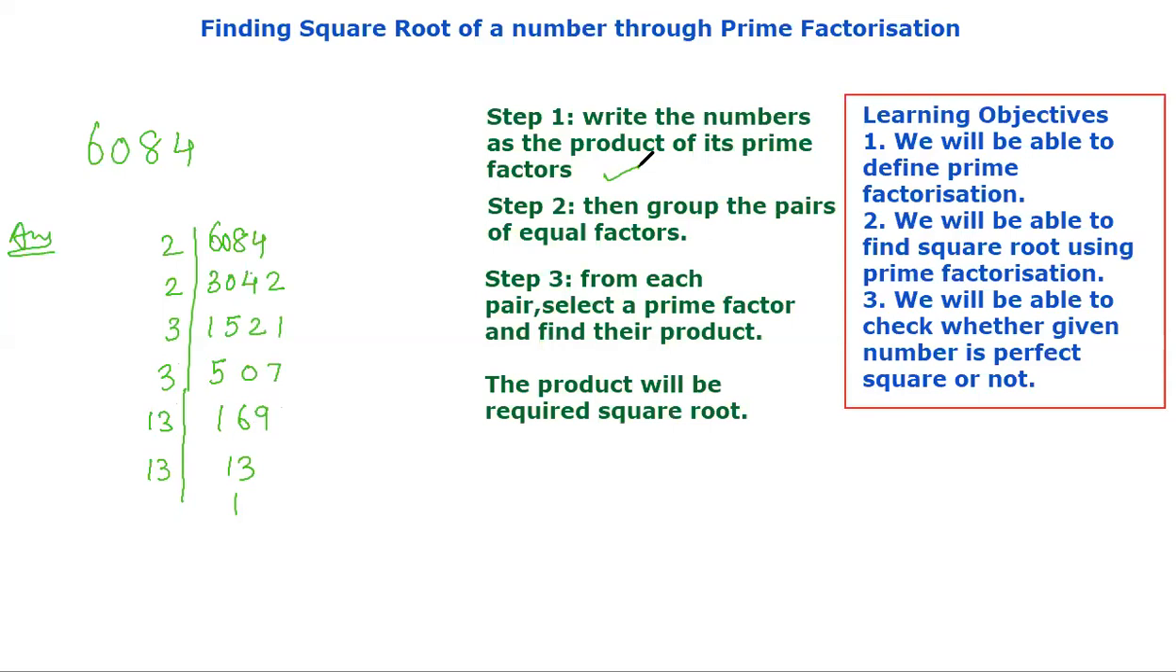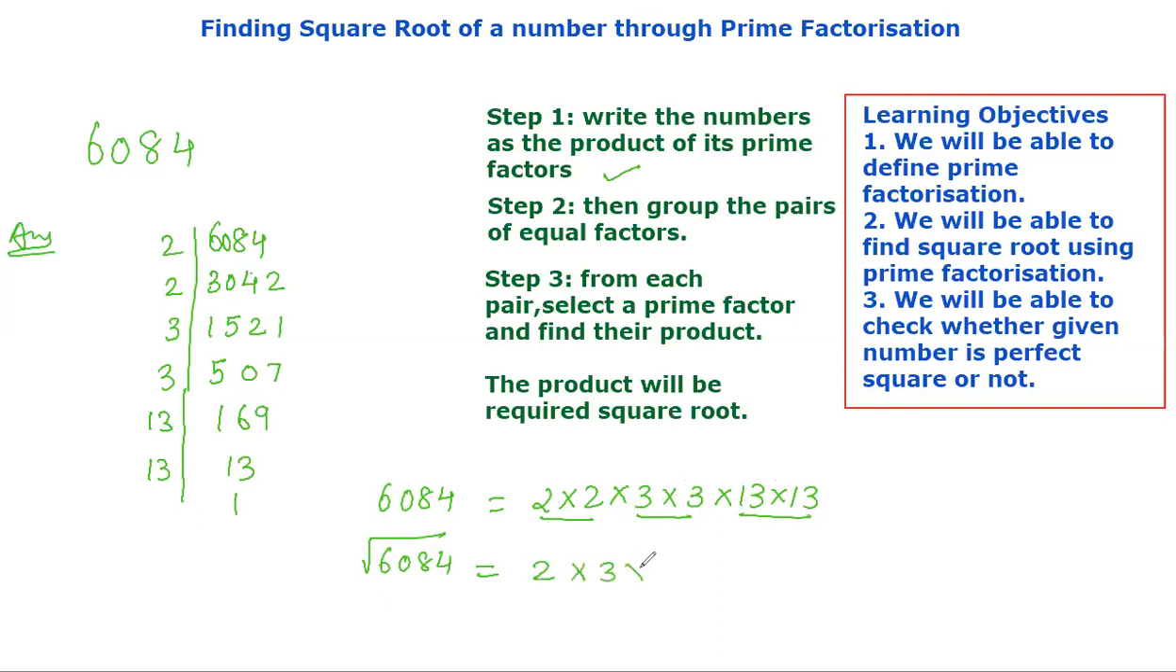prime factorization. Now the next step is we have to make the groups. So 6084 first of all can be written as 2 multiplied by 2 multiplied by 3 multiplied by 3 multiplied by 13 multiplied by 13. Now for the square root of this, we have to select a prime factor from each of the groups. So this will be 2 multiplied by 3 multiplied by 13, and that will be nothing but 78. So the square root of 6084 is 78.